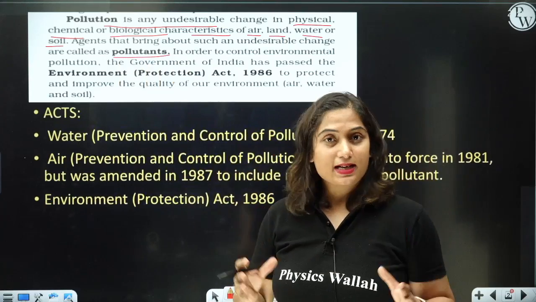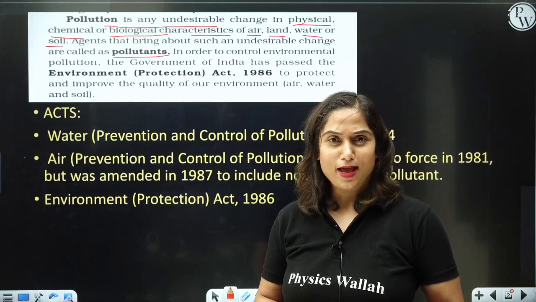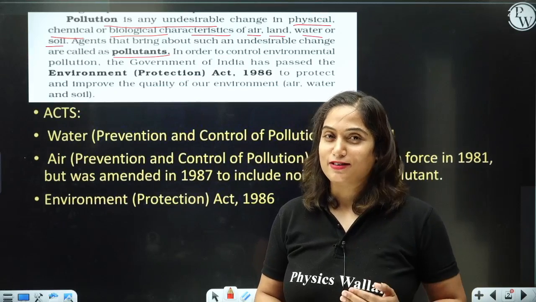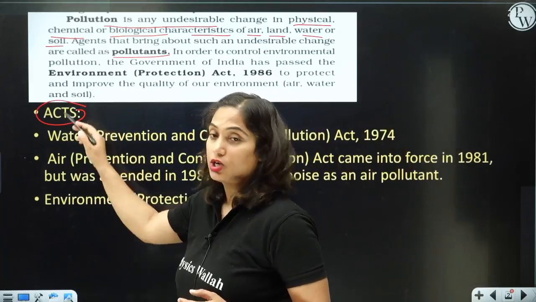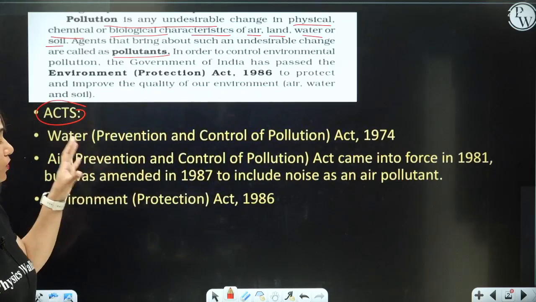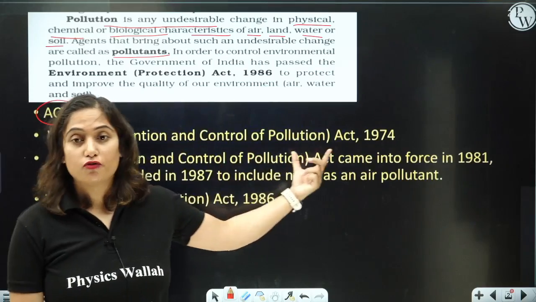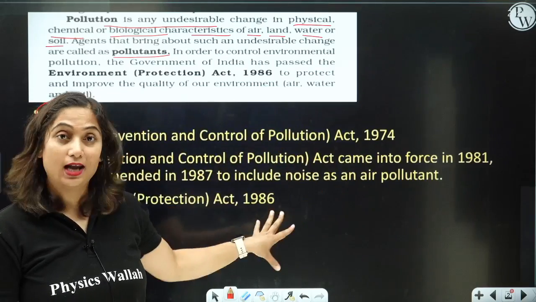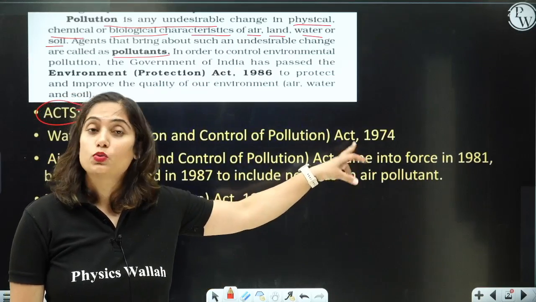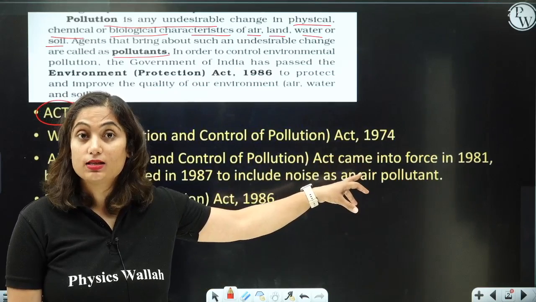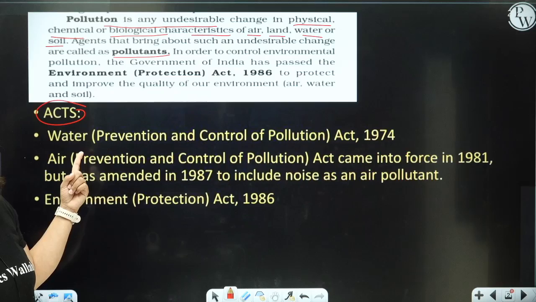Now, the acts are important. There are 3 important acts given in NCERT and we'll learn them year by year. So learn them along with me. The first one is the Water Prevention and Control of Pollution Act. I have aligned them according to the years. The first one came in the year 1974, and the first act was for the control of water pollution.